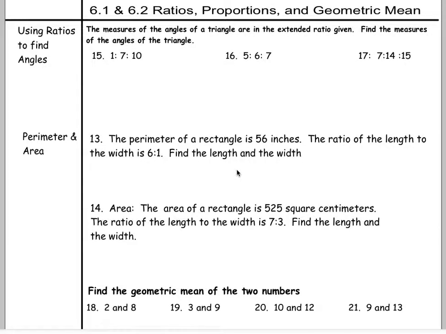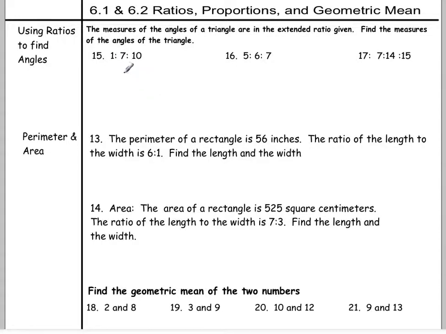Here we are using ratios to find different things. Like in this first set, we have the ratio of angles of a triangle. That's called an extended ratio when you have more than two numbers in your ratio. It says the measures of the angles of a triangle are in the extended ratio given. Find the measures of the angles of the triangle.